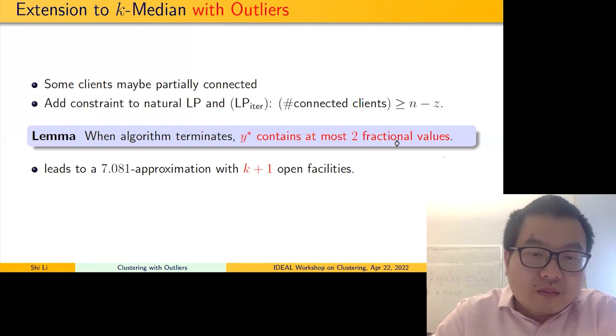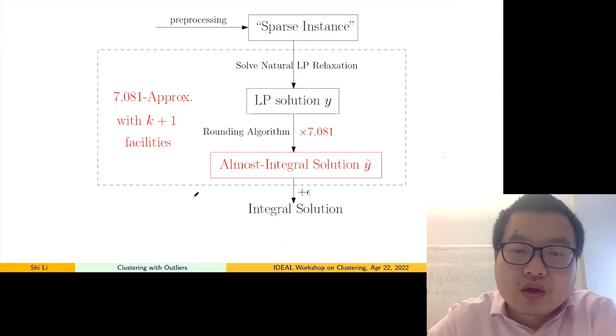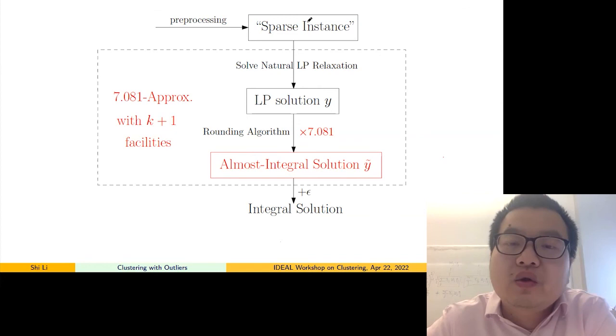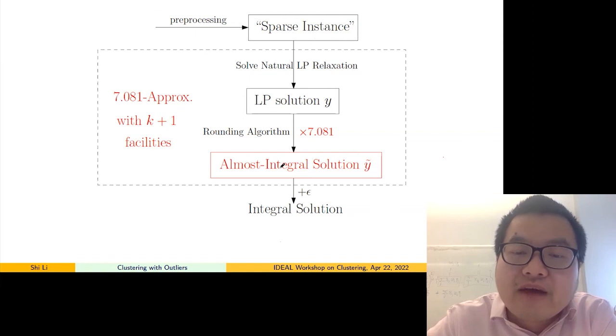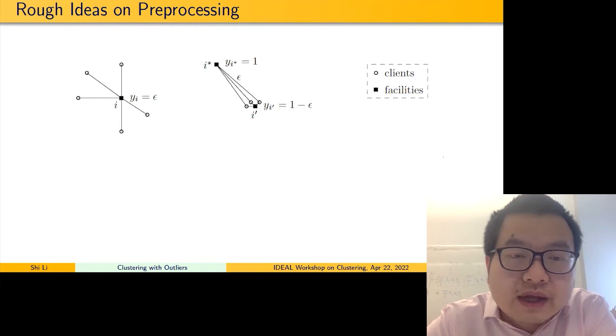But if we wanted to have a true approximation, we need to do some pre-processing. Without the pre-processing, the integrality gap is large. Recall that this is the framework. We do the pre-processing first to get a sparse instance. And with the sparse instance, then we can convert the almost integral solution to the integral solution. Okay, so here are some ideas on how we do the pre-processing and why they are okay.